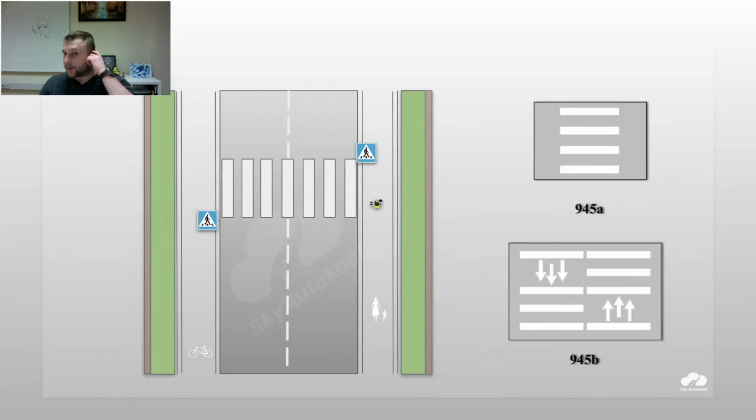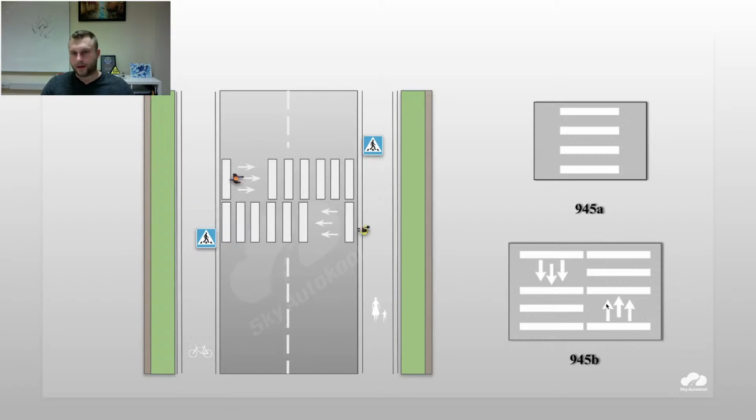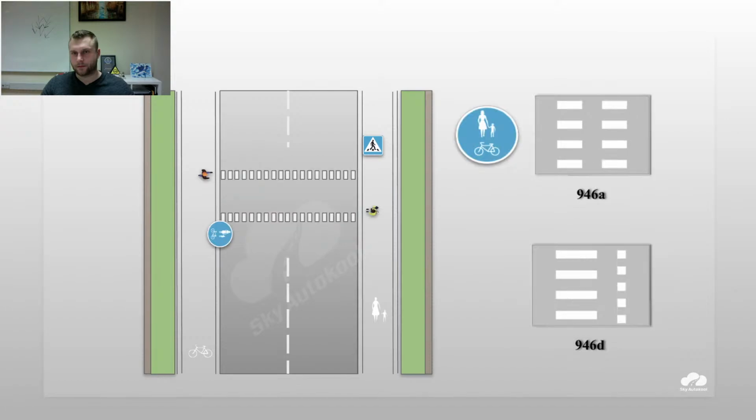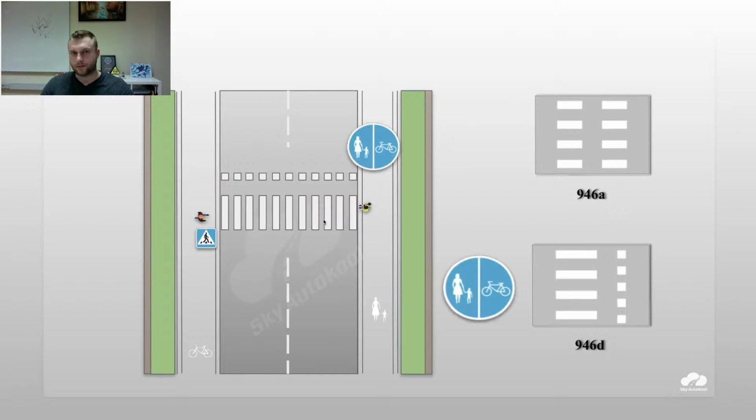So different pedestrian crossing markings, like oncoming, incoming, so different directions, like this. This is the combination of different pedestrian crossings. So basically, one pedestrian crossing for both pedestrians and cyclists. Here, for example, it's divided. So pedestrians have to go here, bicycles have to go here.